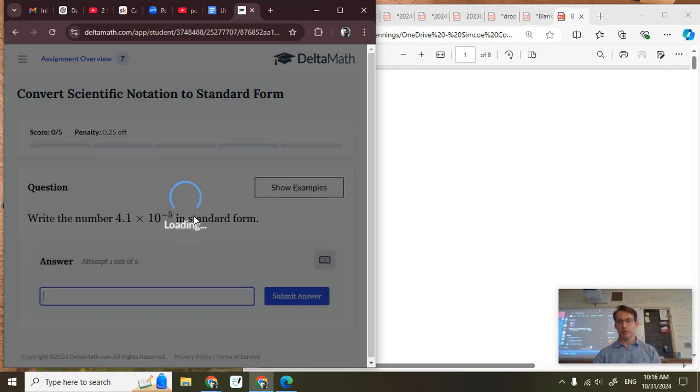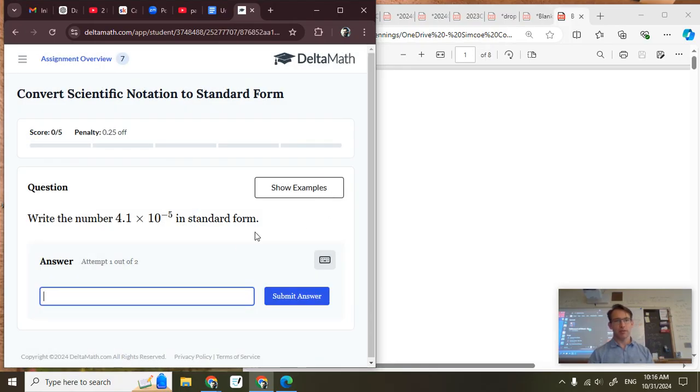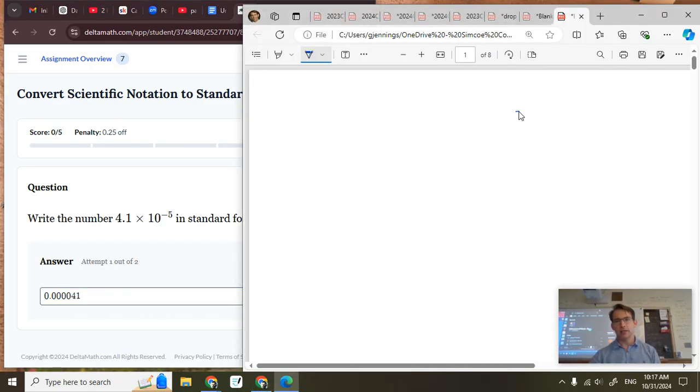So I'm doing this as a student, so I'm answering the questions just as you will see them. I need to write the number 4.1 times 10 to the minus 5 in standard form. This will be 0.00041. I need another 0 there. I take those digits, 4, 1, and then move the decimal point 5 times to make the number smaller. 1, 2, 3, 4, 5. I have to fill in the extra zeros, put the dot there, and then that's my number.